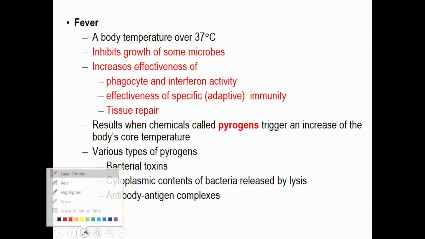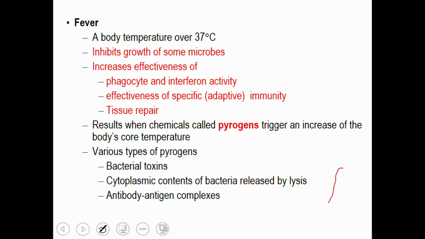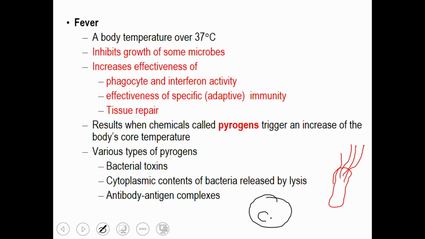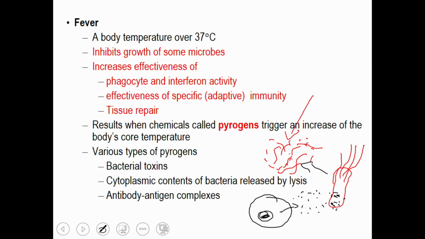So remember that when we have essentially a bacterium, okay, so here's the bacterium. If you have one of your cells producing bleach and it then destroys this bacterium, well, this bacterium then is essentially going to be broken up, right? And there's going to be a whole lot of material that has been released because it is just breaking down. And so this material right here sometimes will act as a pyrogen, and that's what we're talking about right there.